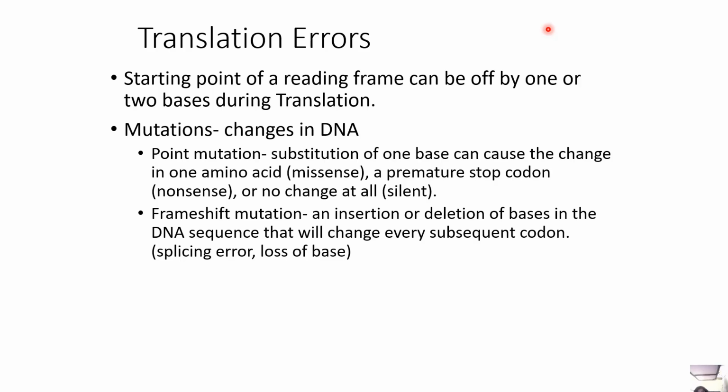The starting point of a reading frame can be off by one or two bases during translation. A point mutation, a change in a single base, can cause a change in one amino acid. Substitution mutations, and insertion or deletion of bases in the DNA sequence, will change every subsequent codon.